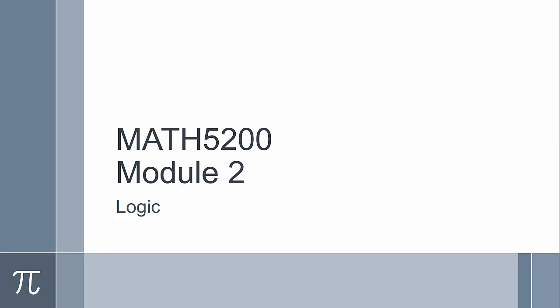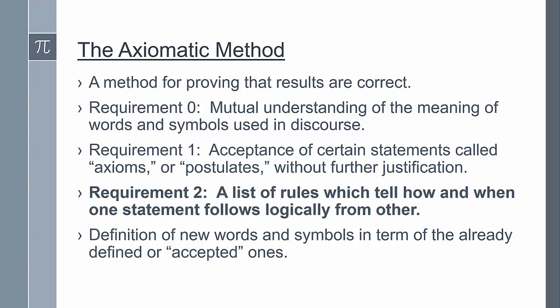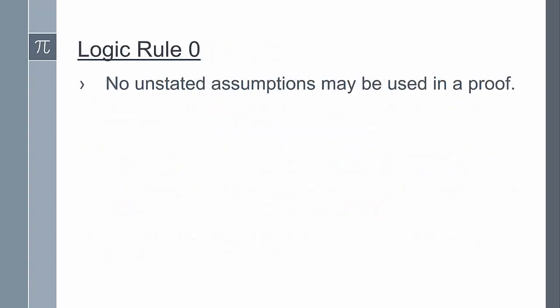In this lesson, we will discuss the logic rules that we will use to prove mathematical statements. Previously, we discussed the axiomatic method, which is a method for proving that results are correct, and the requirements for an axiomatic system. The second requirement was a list of rules which tell us how and when one statement follows logically from another. We never gave the list of rules, and so that's what we're going to do in this lesson. The first ground rule, logic rule 0, says that no unstated assumptions may be used in a proof.